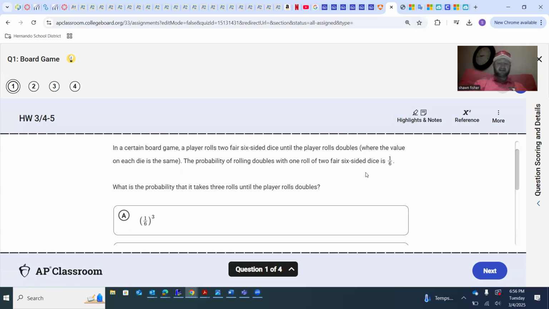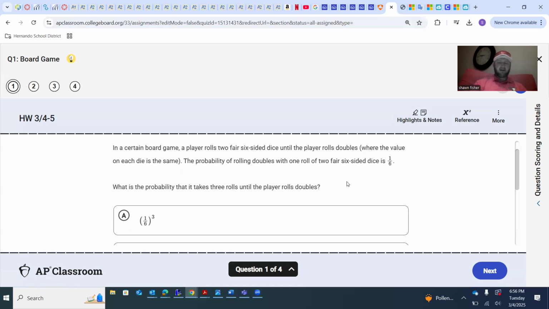What's the probability that it takes 3 rolls until the player rolls doubles? Well, let's find out what we're talking about. Is this binary? Can I succeed? Well, yeah, I can roll a double, or I might not roll a double. So it's binary. Is it independent? Yeah. One rolling of two dice is not dependent upon another. So we're going to assume this is independent. Well, not assume, we're going to know it.